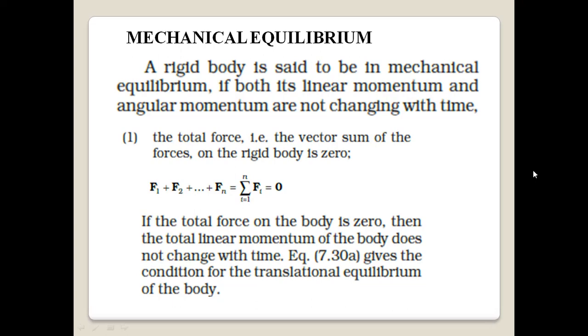The second part is its angular momentum also should not change with time. So what do we get when angular momentum changes with time? When it changes with time, we get torque. So if it does not change with time, torque will be zero. So let us see what is represented here. The total force, that is the vector sum of the forces acting on the rigid body, is zero, sigma i equal to 1 to n Fi equal to 0. Then the body is said to be in translational equilibrium. Force is a quantity which is associated with linear motion or translational motion. So when force is zero, the body is said to be in translational equilibrium.